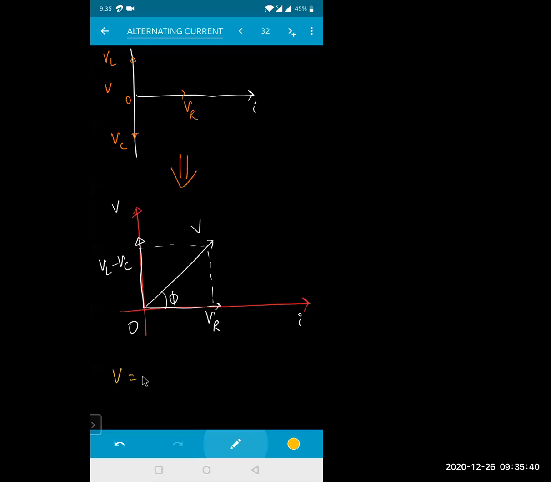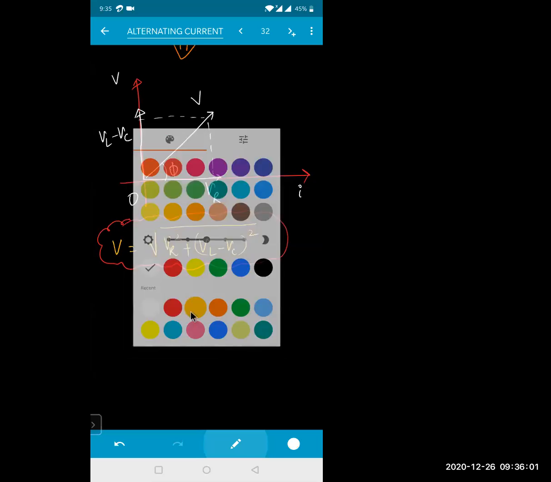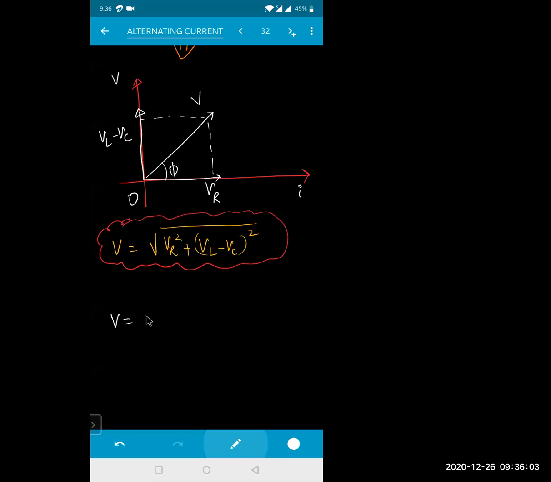Now calculate the value of V. So V will be equal to how much for me? Under root, since the angle between them is 90 degrees, this will be VR square plus VL minus VC whole square. So this is your potential. V is equal to under root of VR square plus VL minus VC whole square. I can write this as V equals under root of VR is how much? I square into R square, plus this one is I into XL minus I into XC, whole square.